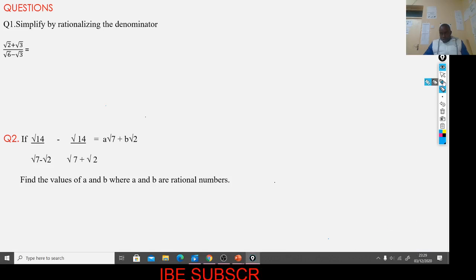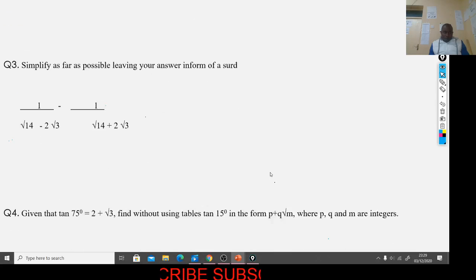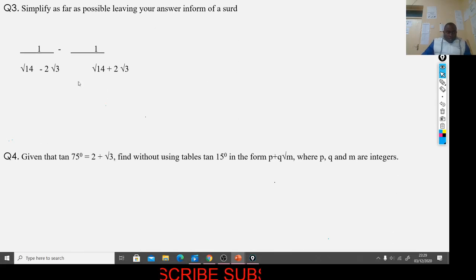Now I want to do another example. That's question number 3. We simplify as far as possible, leaving the answer in the form of a surd. Now here, I said that you can rationalize each part separately, or you find the LCM. So if I decided to go the LCM way, I'll find the LCM.